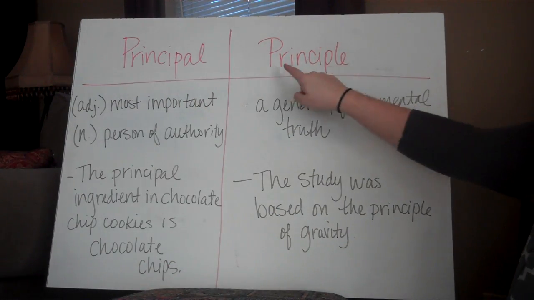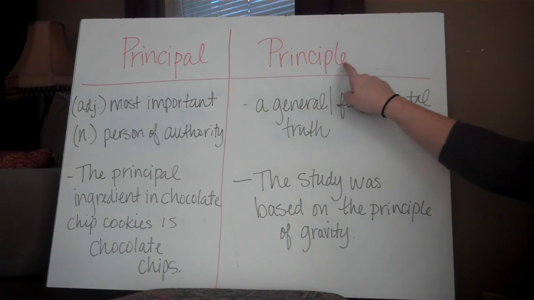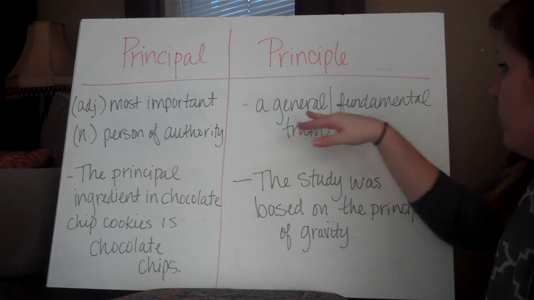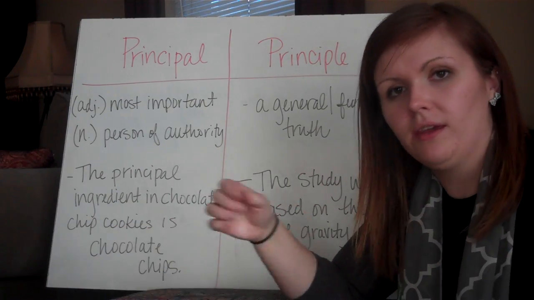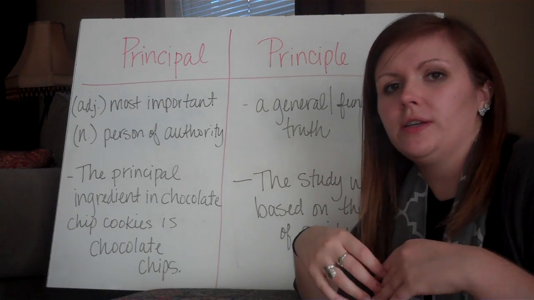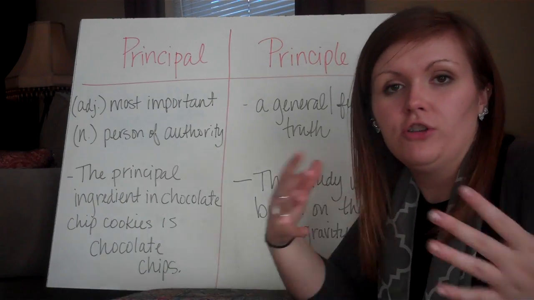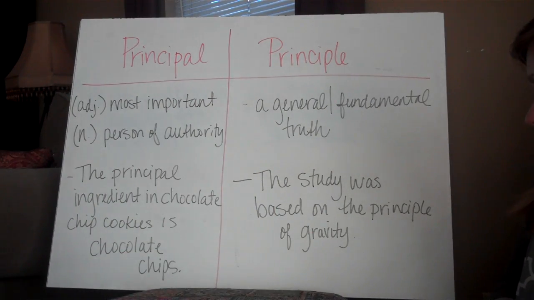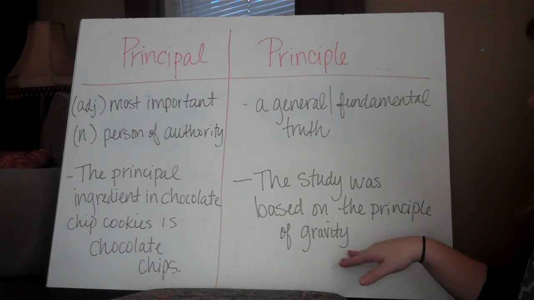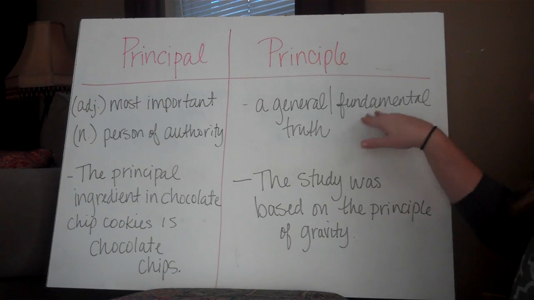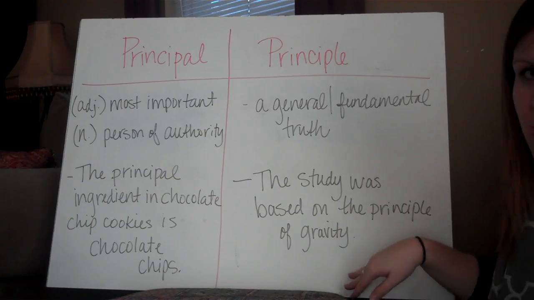Now here we've got principle, spelled P-R-I-N-C-I-P-L-E. And this means a general or a fundamental truth, kind of like if you ever heard, it's the principle of the thing. It's meaning it's the general truth, or it's the general notion, or the general idea of it. So, in a sentence, we would say the study was based on the principle of gravity, the idea, the basic general truth, the basic fundamentals of gravity.